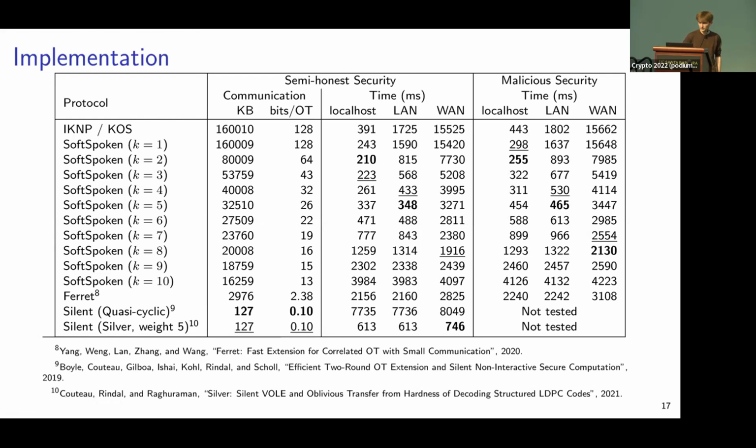In each column, the first place is bolded and the second place is underlined. So in the LAN and localhost settings, soft-spoken OT is significantly better than the other protocols. However, in the WAN setting, soft-spoken OT takes second place to Silver, which is a particularly efficient version of silent OT. The overhead of these protocols in the maliciously secure setting is fairly low, as you can see.